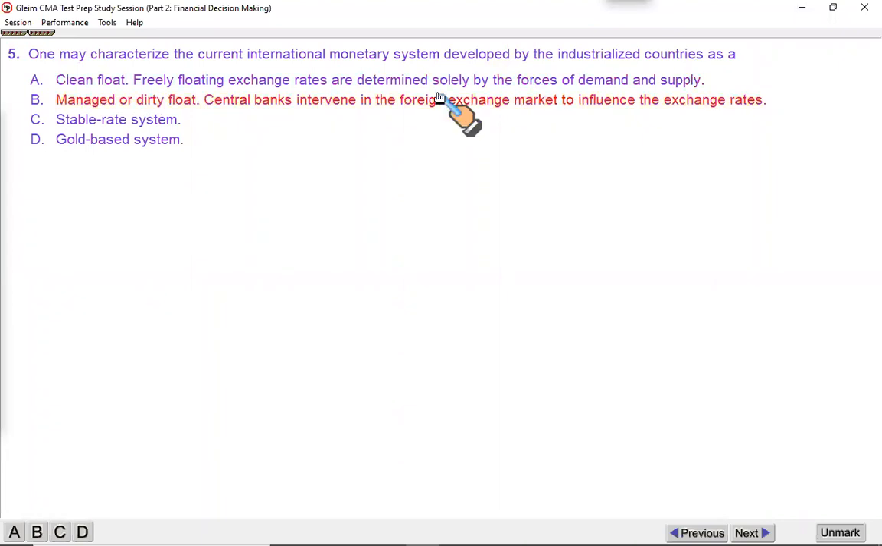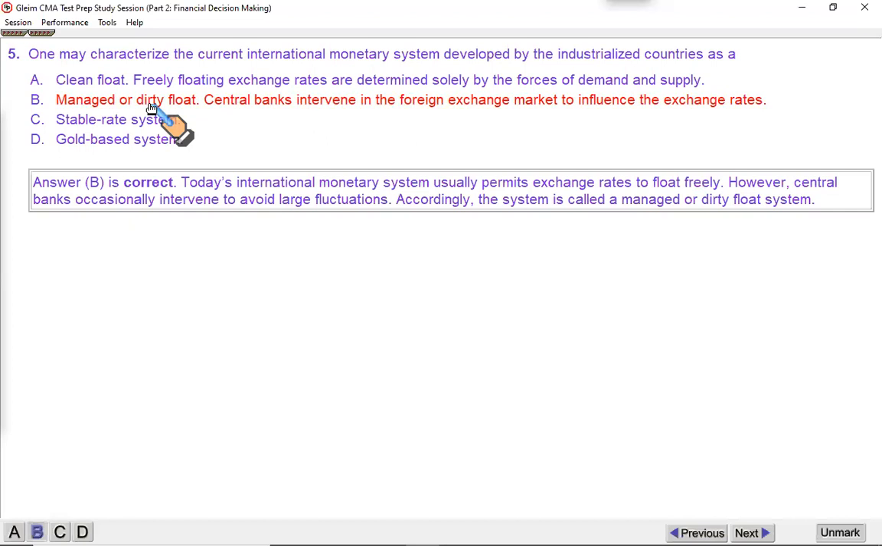One may characterize the current international monetary system developed by the industrialized countries. What system do we have? Is it clean float? No, it is not. It is not clean float. Even in advanced countries, US, Canada, UK, we still see central banks intervening. So this is wrong. What we see is managed or dirty float. Dirty float is an alternative term, because when governments do not allow the exchange rate to settle freely, they intervene. Sometimes it's called dirty floating.